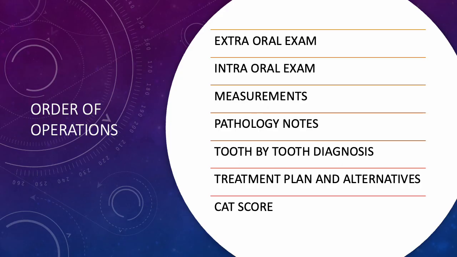Okay, so what we're going to do at this point, we've collected some generalized information. We've collected maybe some x-rays. We're going to go ahead and do an extraoral exam, an intraoral exam. We're going to take our measurements as they apply. We're going to make any pathology notes like the abscesses. We're going to diagnose tooth by tooth. We're going to treatment plan. We're going to present alternatives, and we are going to collect a CAT score for this patient.